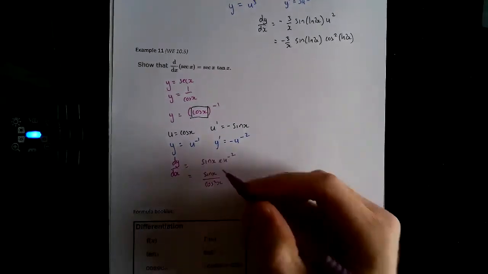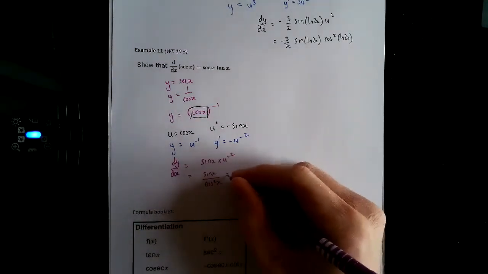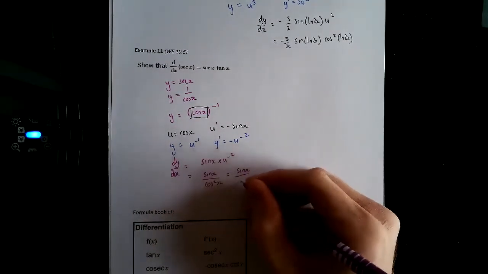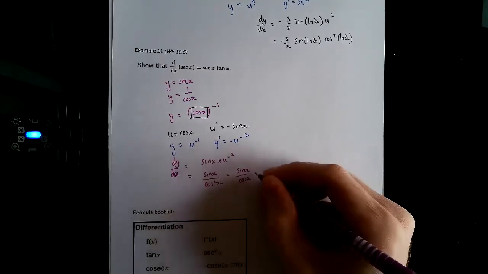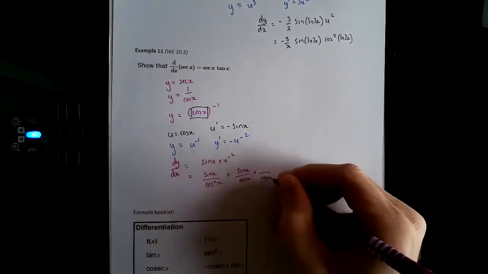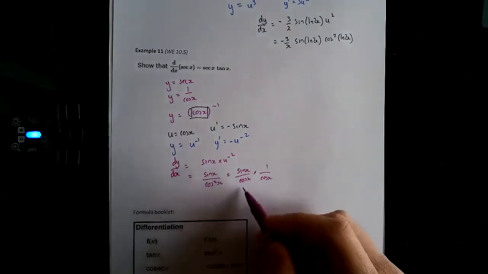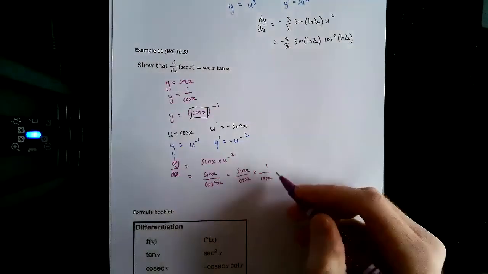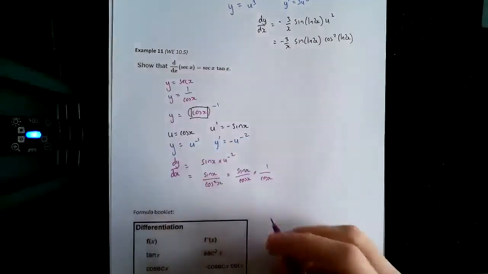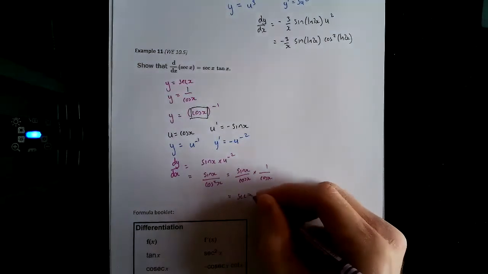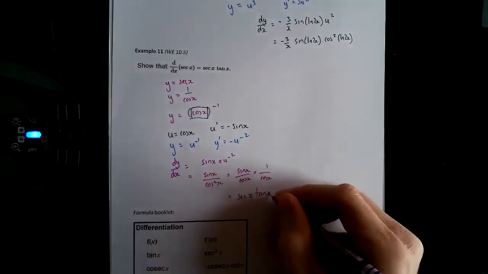Now here's the magic bit. I can write that as sine x over cos x, but I still have one more cos x on the bottom. That means it's just 1 on the top. Well, sine x over cos x gives me tan x. 1 over cos gives me sec. So I just get the answer sec x tan x.